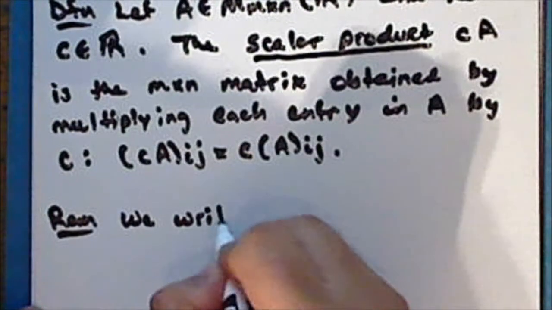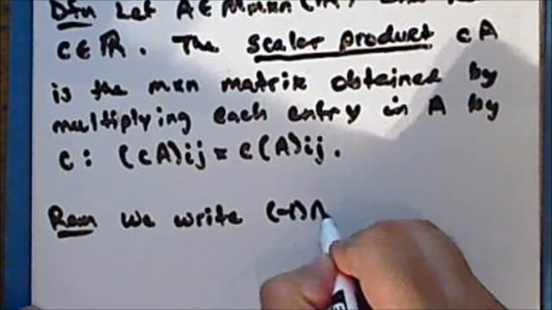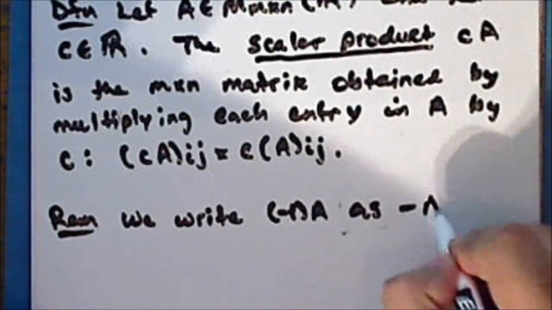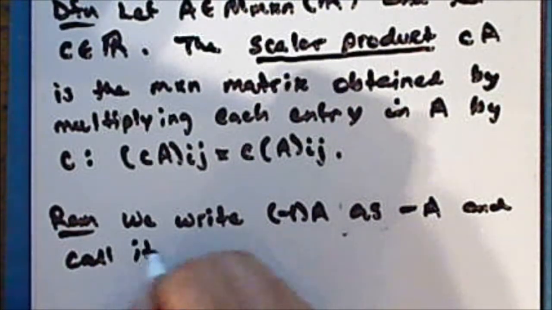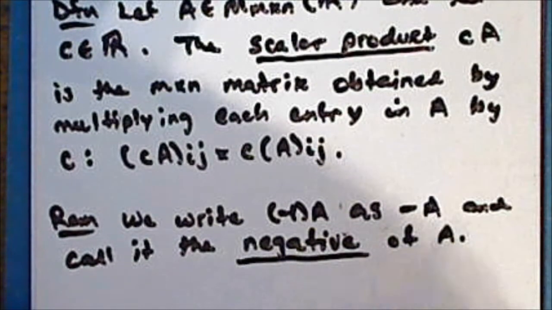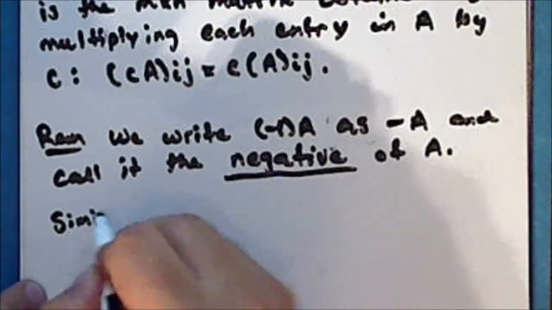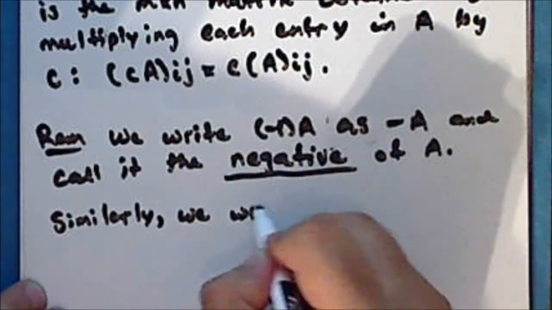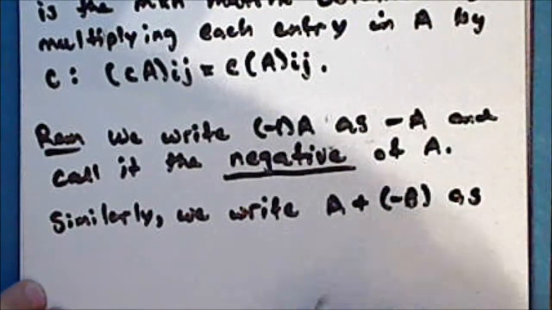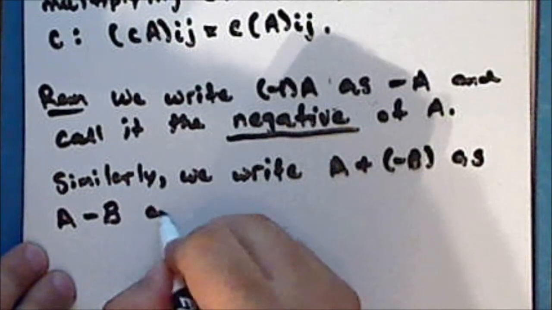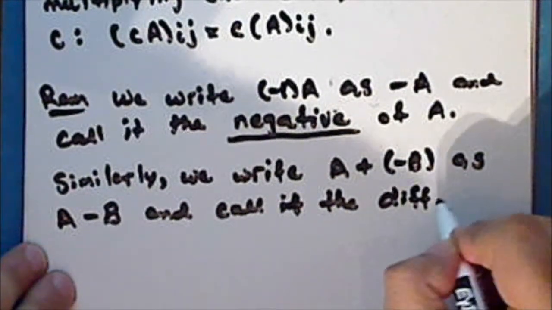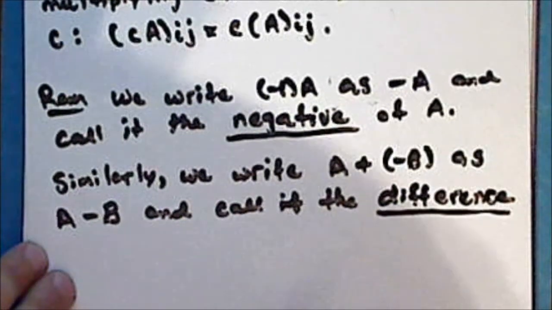Now, we write the scalar product negative 1 times A as minus A, and we call it the negative of the matrix A. Similarly, we write the sum A plus the negative of B as A minus B, and we call it the difference between A and B.